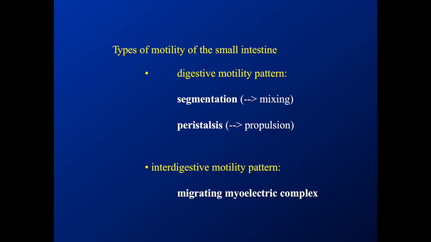There are several different types of motility in the small intestine, and it depends on whether you've just eaten or not. The digestive motility pattern consists of segmentation, which is responsible for mixing, and peristalsis, that is responsible for propulsion. And then if you haven't eaten for a while, you have this interdigestive motility pattern, which is called the migrating myoelectric complex, that has a housekeeping function.